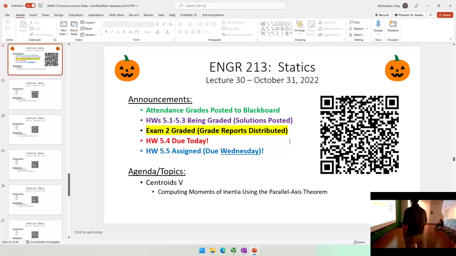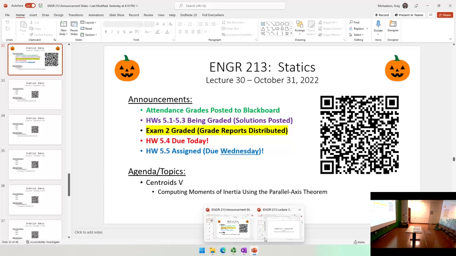And then our final topic in the course is the subject of friction. And with that basically ends Engineering 213. So hopefully you see that there is a light at the end of the tunnel. And December is not that far away, okay? So with that, let's go ahead and jump right in to the wonderful world of moments of inertia.